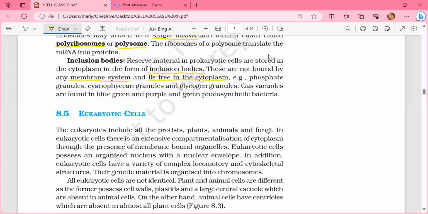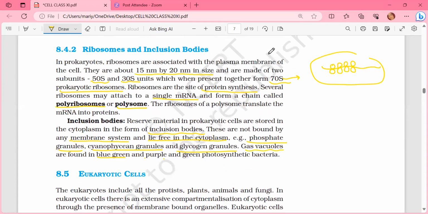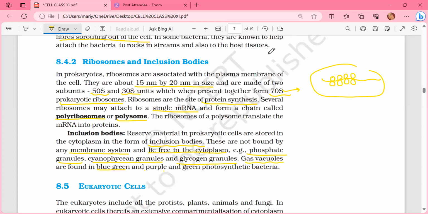What are the examples of inclusion bodies? Phosphate granules, cyanophycin granules and glycogen granules are such examples. Now, gas vacuoles are found in the blue-green and purple and green photosynthetic bacteria. Okay, gas vacuoles are there. Now, this was about the inclusion bodies and the ribosomes.